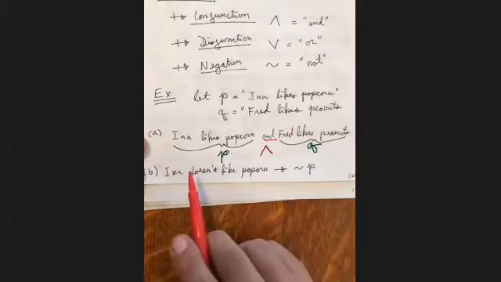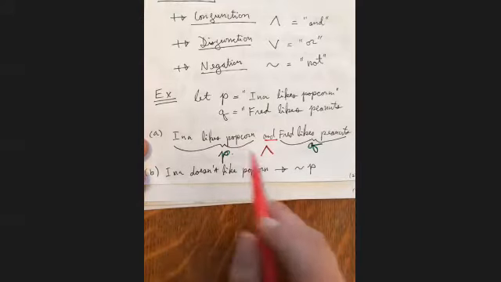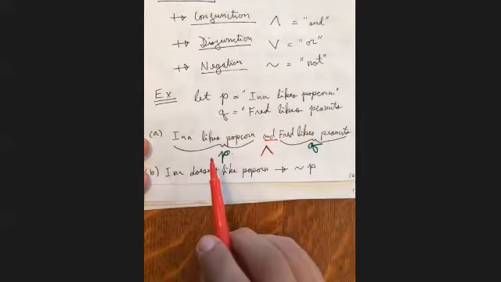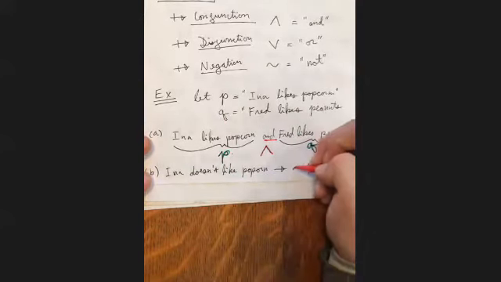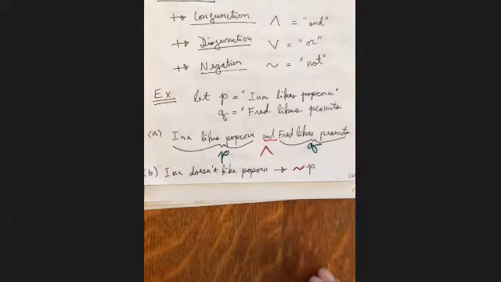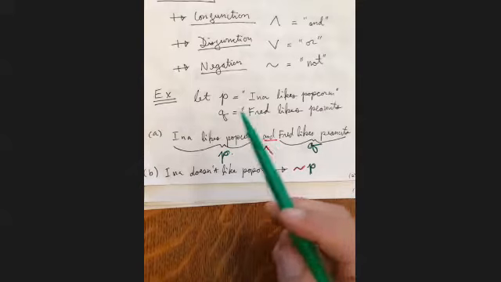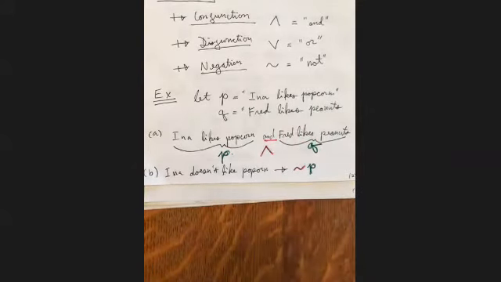Another example would be Ina doesn't like popcorn. This is the negation of the statement P, Ina likes popcorn. In order to represent it symbolically, we use the connective negation symbol in front of the letter P. So not P, that's how we would read this. Not P is the negation of Ina likes popcorn, which is Ina does not like popcorn.